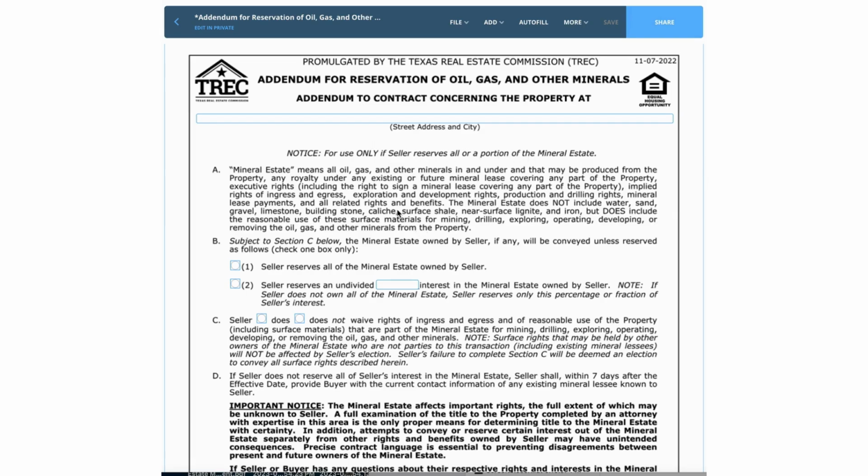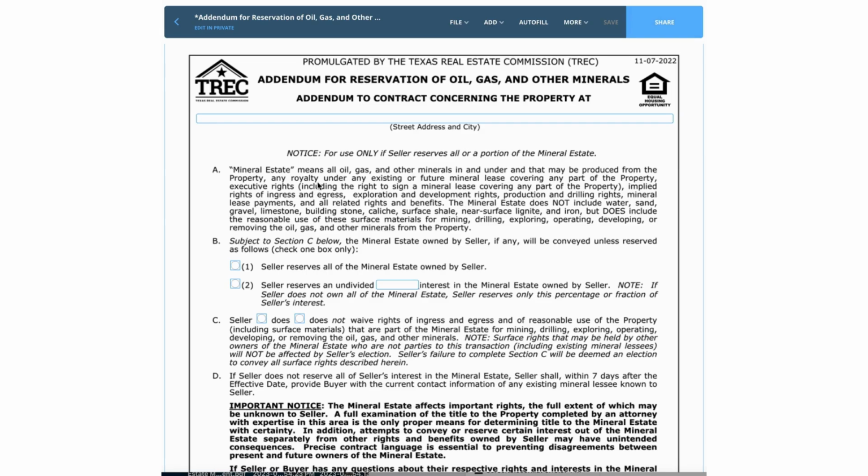So if the seller owns a portion of the mineral rights, this should be attached in MLS and given to the buyer, or there might be notes in the agent remarks saying, hey, we have some mineral rights. If it's not in MLS, agent remarks, or attached, I would assume they don't, all right? But in this case, let's go ahead and read it.